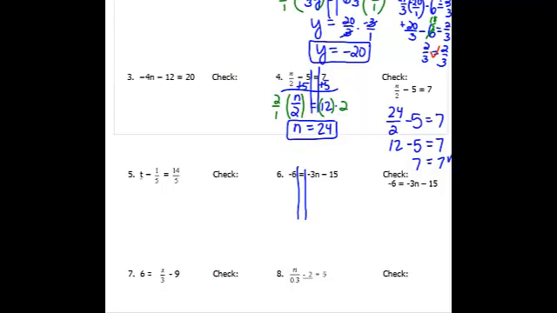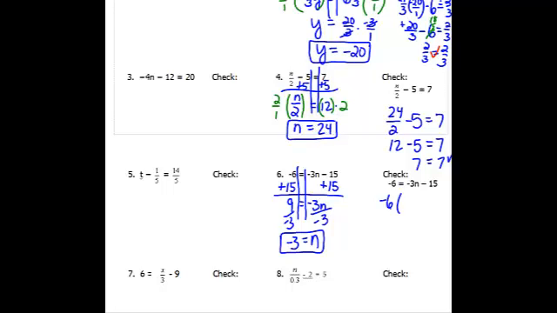6. Keep in mind I want to get n alone, so I'm going to take care of the things that are farthest away from n first. So that means I'm going to add this 15 to both sides. I get 9 equals negative 3n. Divide both sides by negative 3, which will give me n equals negative 3.